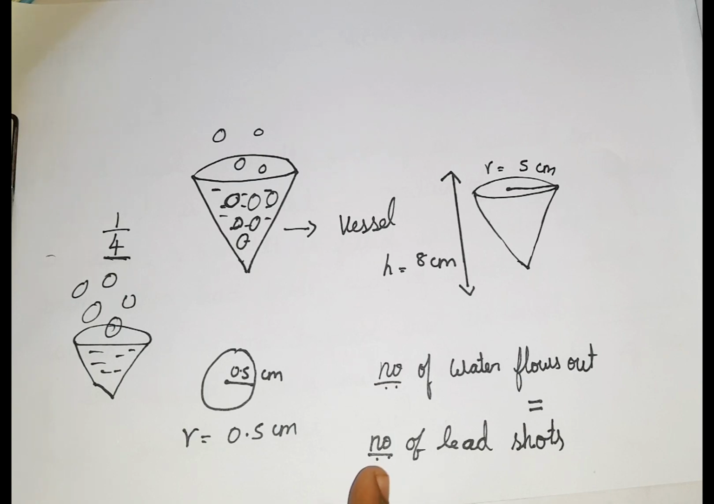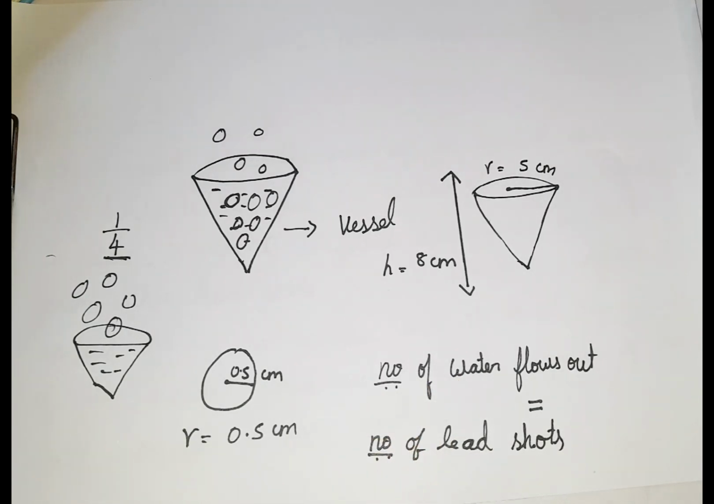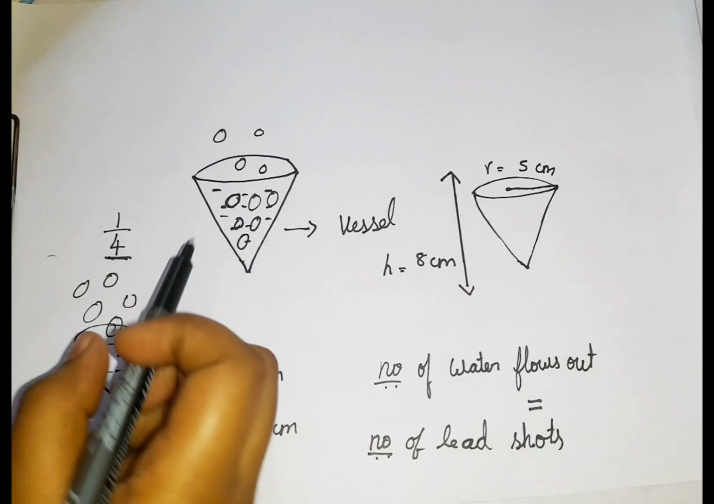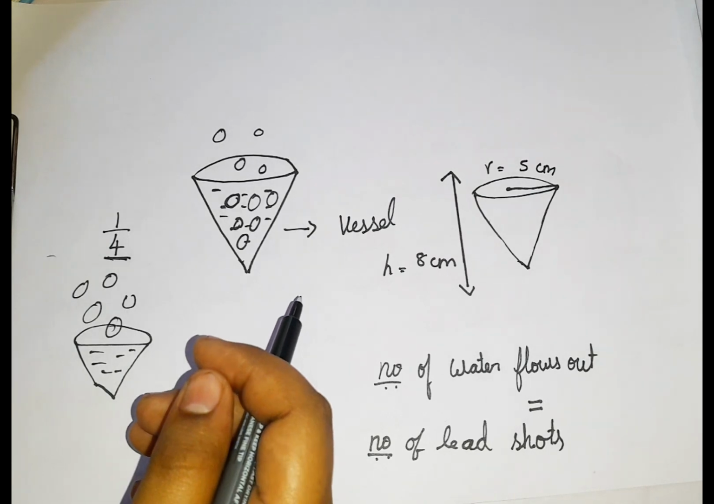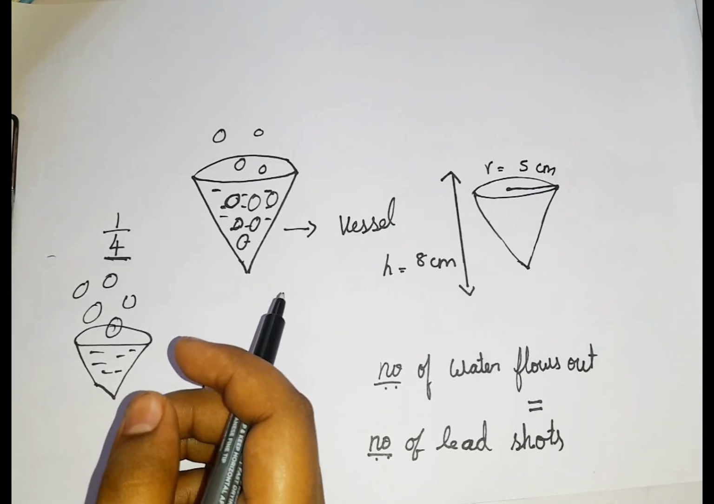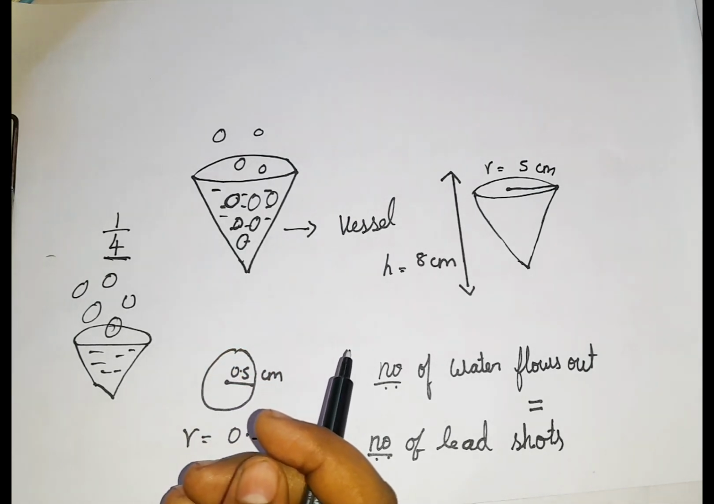Alright, so now since you guys know the number of water flows out is equal to the number of lead shots, let us write this separately. Okay, so this is a clue for us. It is not mentioned in the question, but it is a logical one. Am I right? If I throw a lot of lead shots, then a lot of water will flow out. If I just throw 2 or 3 lead shots, some amount of water might flow out. Am I right? So it is just a guess.